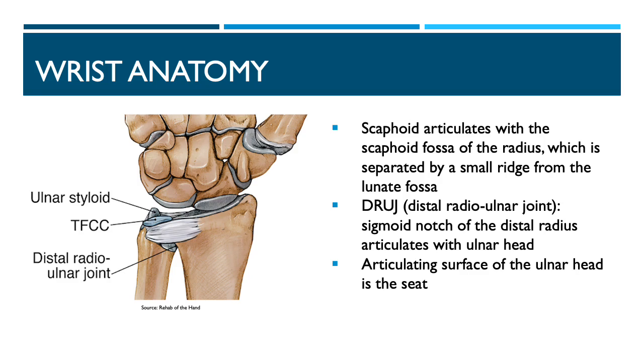So our wrist is made up of a few different articulations. At the radiocarpal joint, the scaphoid articulates with the radius at the scaphoid fossa, and then there's a small little ridge, and then there's the lunate fossa of the radius. So the radius articulates with the lunate and the scaphoid. The DRUJ is the distal radial ulnar joint. It's where the radius articulates with the ulna at that sigmoid notch in the ulnar head. At the articulating surface of the ulnar head is the seat. The ulna doesn't directly articulate with the carpal bones because of the TFCC, which we'll talk about in a little bit.